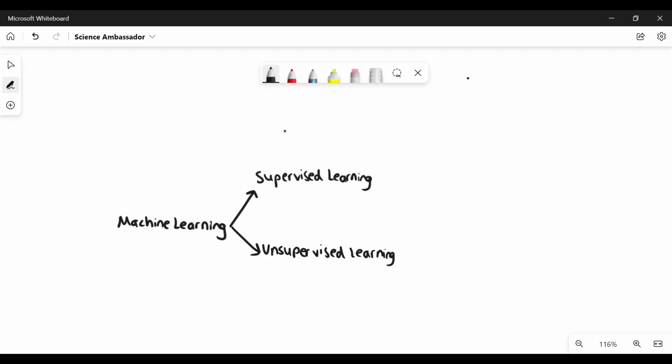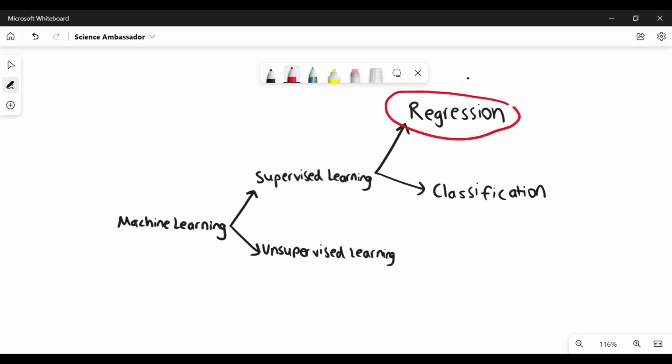In machine learning, there are two methods. Unsupervised learning uses unlabeled data to train the model, and the model finds patterns itself. Supervised learning uses labeled data to train the model. In other words, we give the correct answer to the model so that it can predict the correct answer for another value that it hasn't seen before.